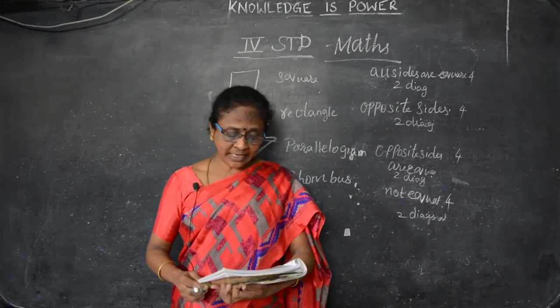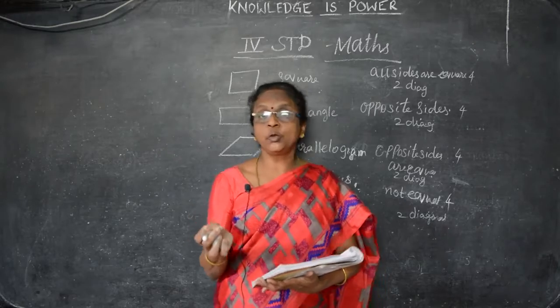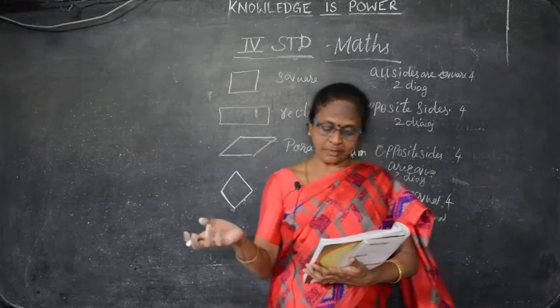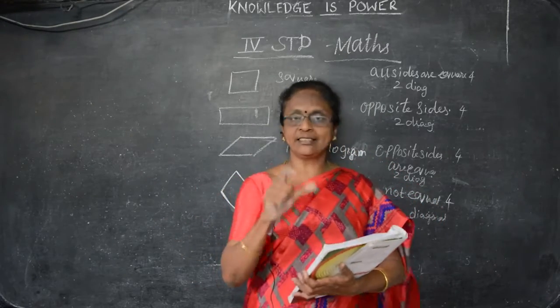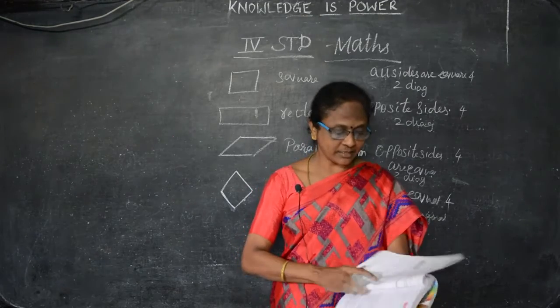Okay, children. So like that you can measure the sides of a chessboard, postcard, window, a paper, a newspaper, a kite. After measuring the sides, you can see the vertices and the diagonals.